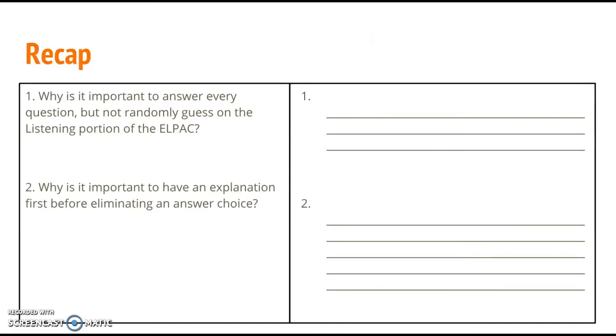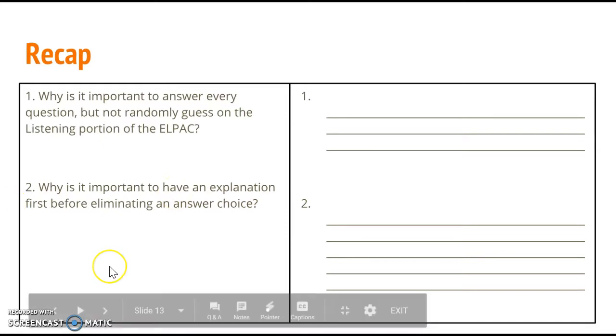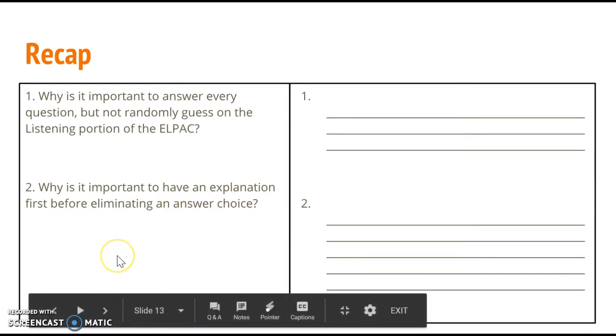So now go ahead and turn to page 15. Yes, page 15. Sorry, actually page 13. You're going to answer these questions. Why is it important to answer every question but not randomly guess on the listening portion of the LPAC? And why is it important to have an explanation before eliminating an answer choice? So it's going to be on page 13, these questions. Once you've completed that, then you can go ahead to the next slide.